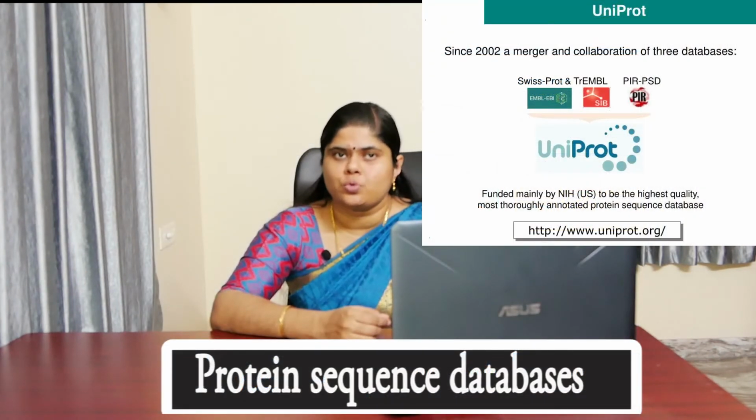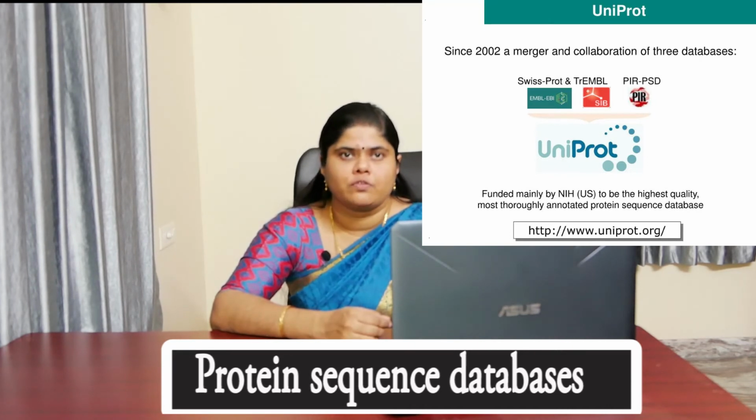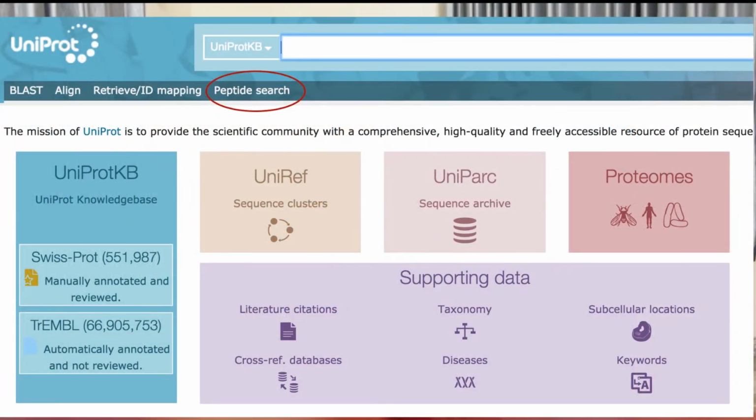In 2002, the Protein Information Resource and its worldwide partners EBI and Swiss Institute of Bioinformatics were granted an award from the National Institutes of Health to make a universal protein resource, that is UniProt, by merging the databases of PIR, PSD, SwissProt and translated EMBL.